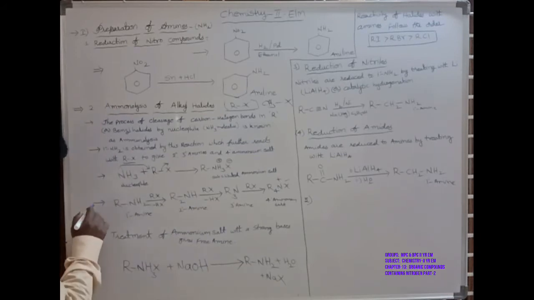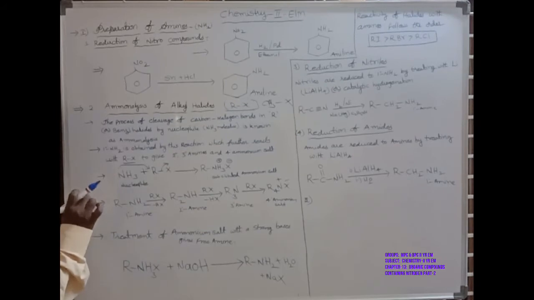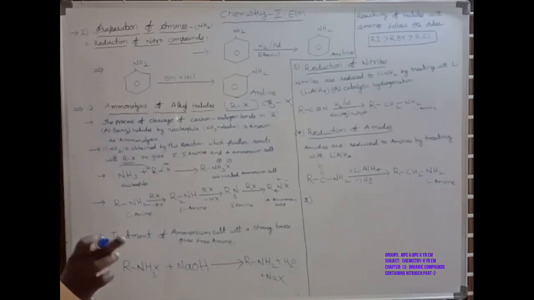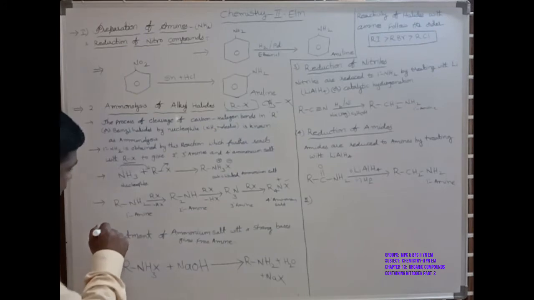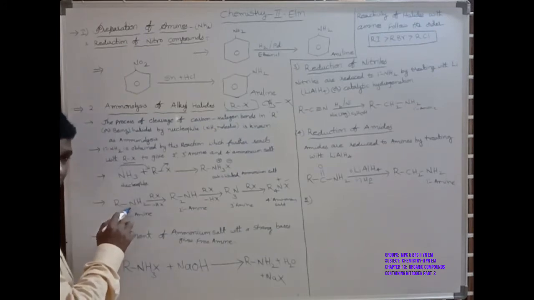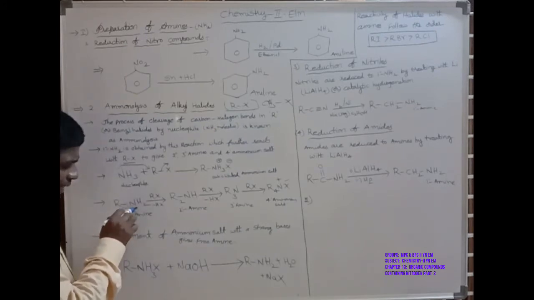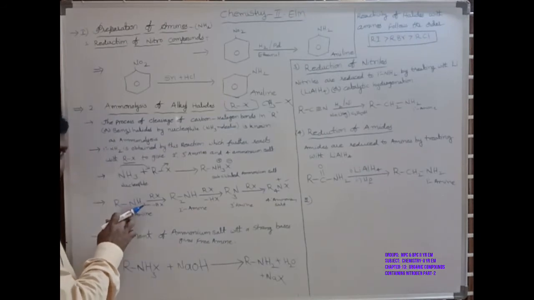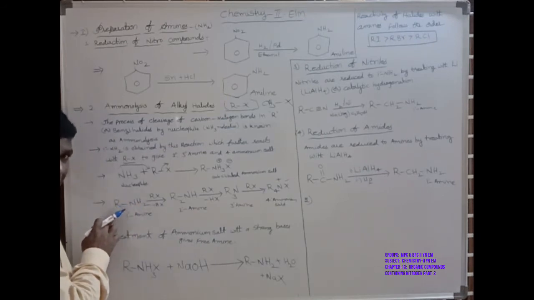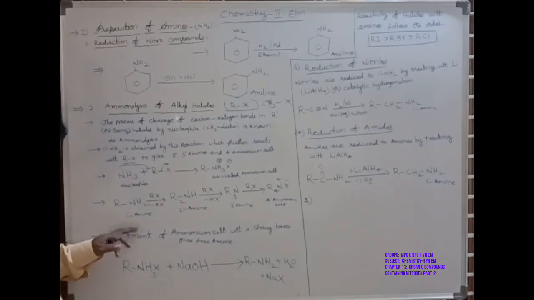In this reaction, the primary amine is formed. A primary amine means NH2 bonded with only one alkyl group, where one hydrogen atom is displaced by one alkyl group. R-NH2 is the primary amine, where R is the alkyl group and NH2 is the amine.